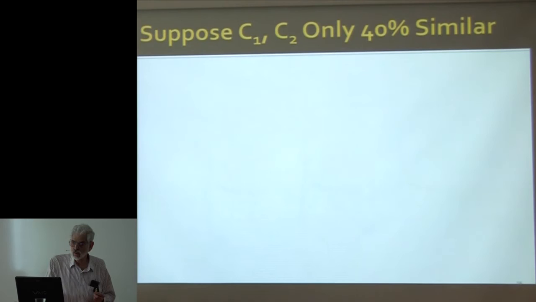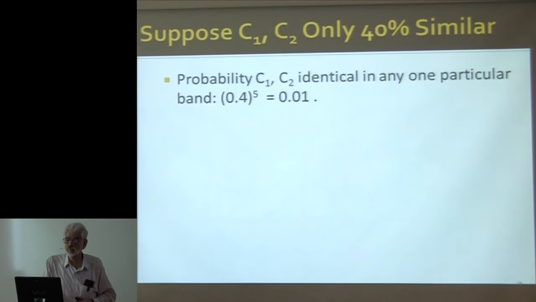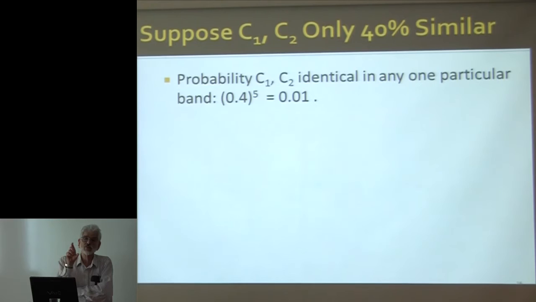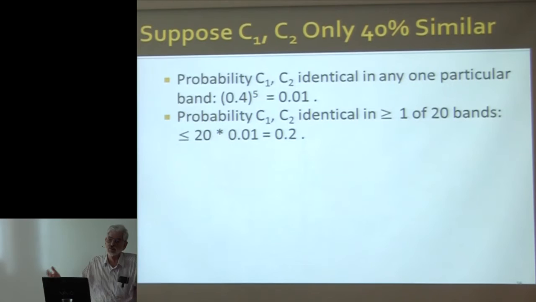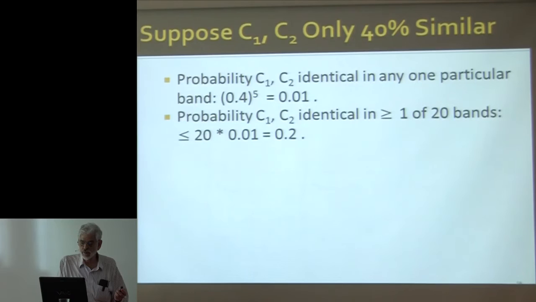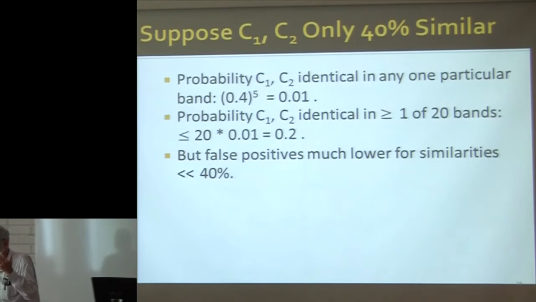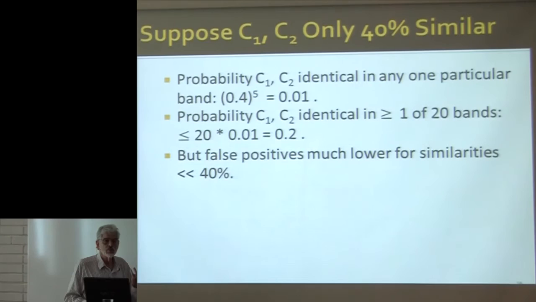Now let's look at two columns that are 40% similar. What's the probability that they will agree in all 5 rows of a band? Well, it will be 0.4 raised to the 5th power, which is about 1%. So they have 20 shots to become candidates. Since they're more or less almost independent, you've got roughly a 1% chance in each of 20 bands, so about 20%. Now that's quite a bit. Among the columns that are 40% similar, you do have about a 20% chance that they will become false positives and have to be checked.